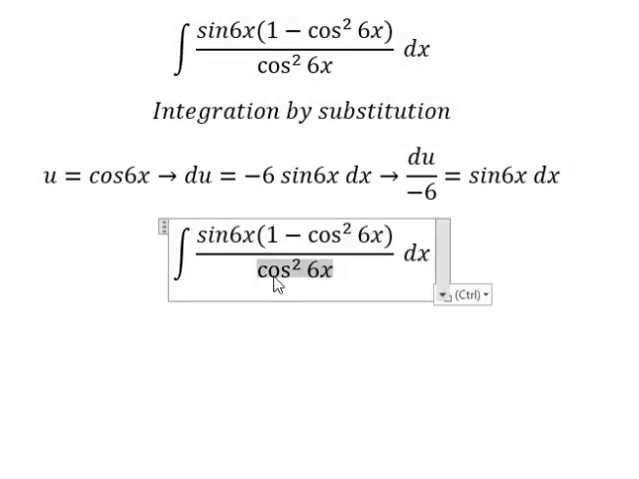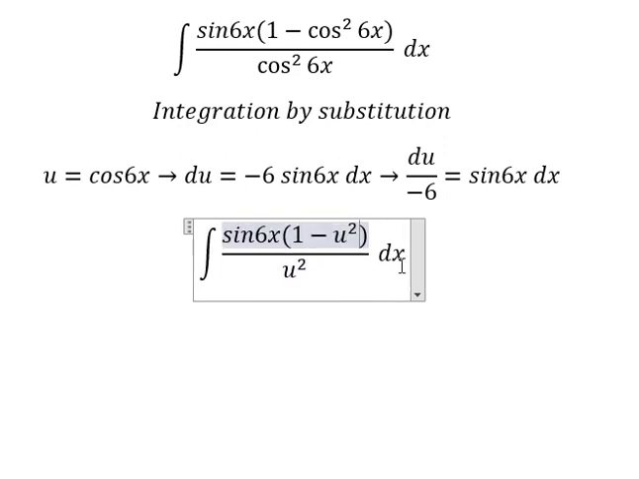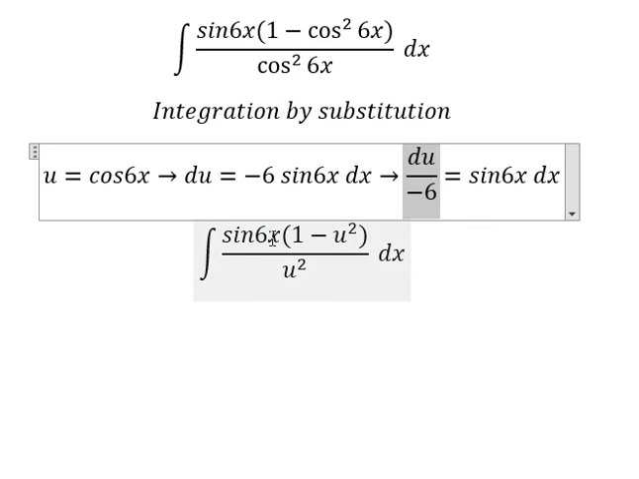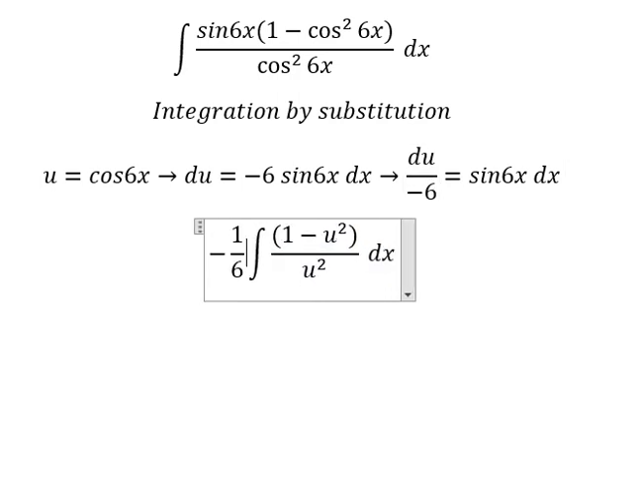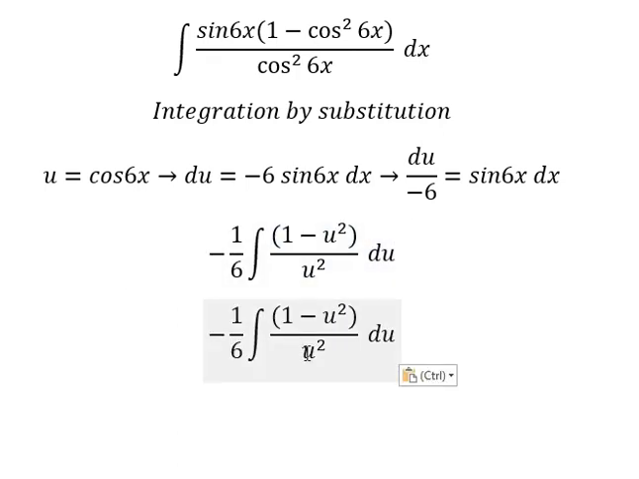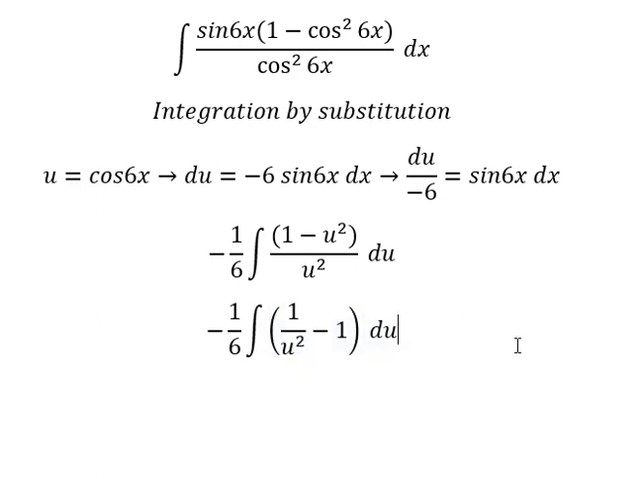So this one you got about u squared. Sin 6x dx we change by this one. So we have 1 divided by u squared divided by u squared. And you got about 1 over u squared minus 1. And now we have the final answer.